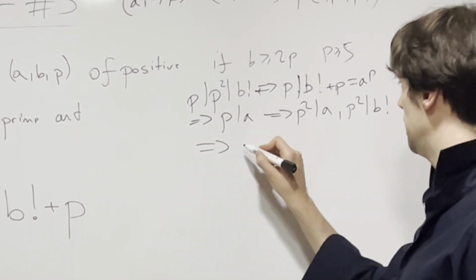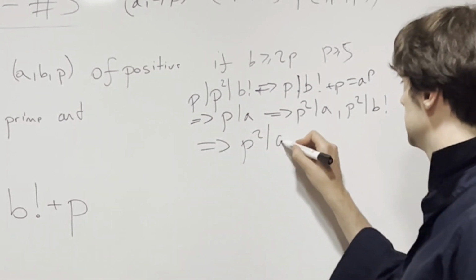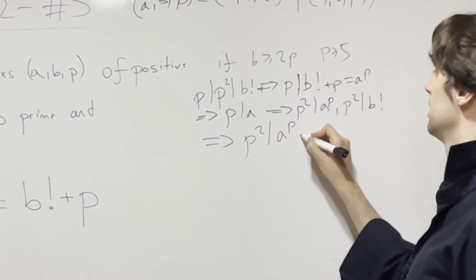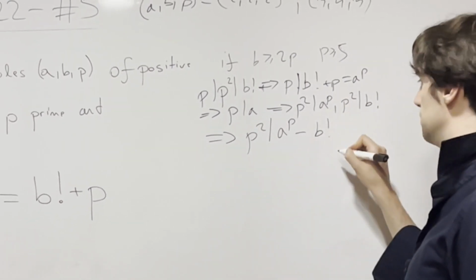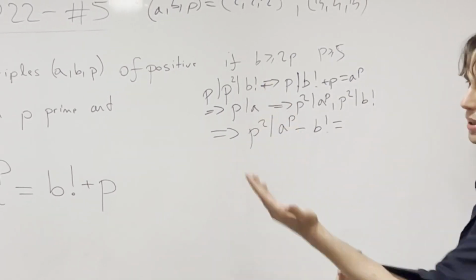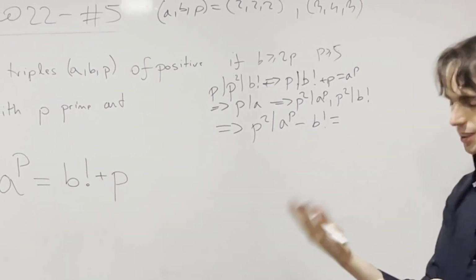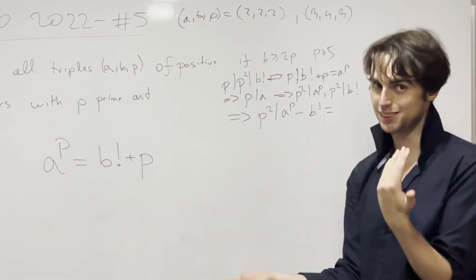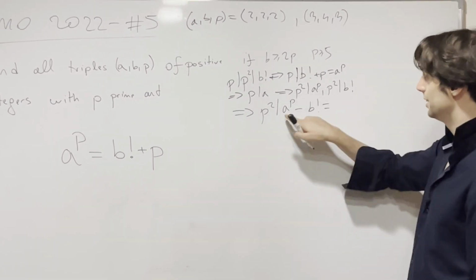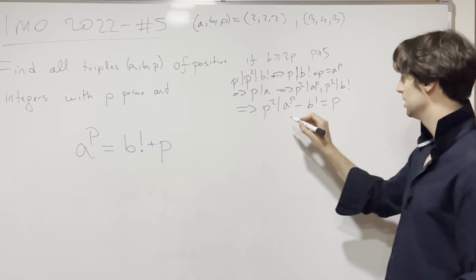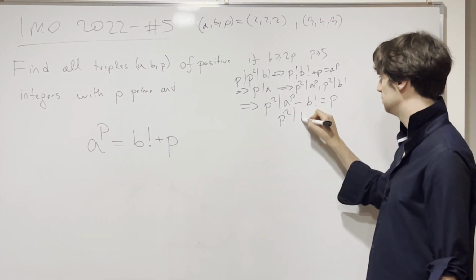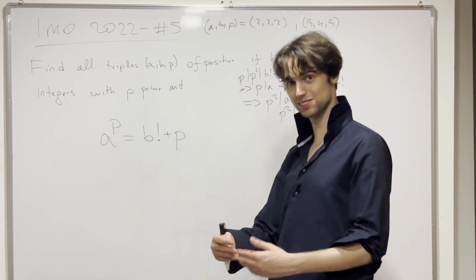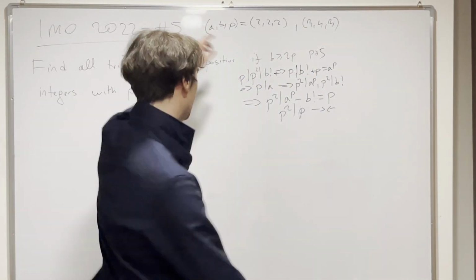And these two combined tell me that p squared divides a to the power of p minus b factorial. So if x divides y and x divides z, then x divides y plus or minus z. So this thing is equal to p. So I get p squared divides p, a clear contradiction. Just like that. And what have I done now?